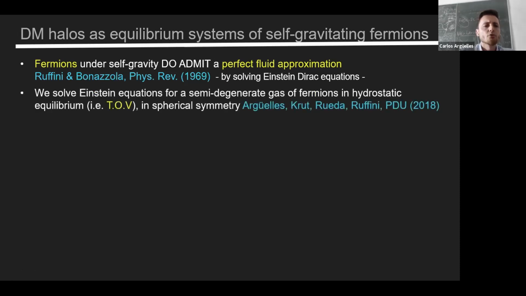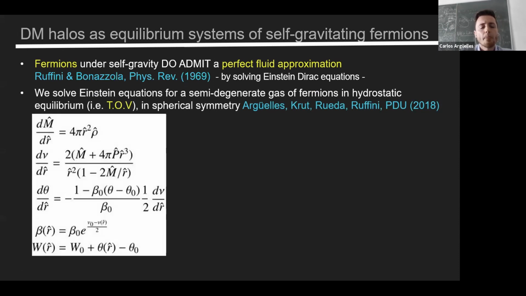Therefore, we proceed to solve the Einstein equations for a semi-degenerate gas of fermions in hydrostatic equilibrium, so these Tolman-Oppenheimer-Volkoff equations in spherical symmetry. Here is just a sketch of the equations in dimensionless form. The important point is to see, first, that these are Einstein equations, and second, the only two relevant Einstein equations in spherical symmetry for this distribution.